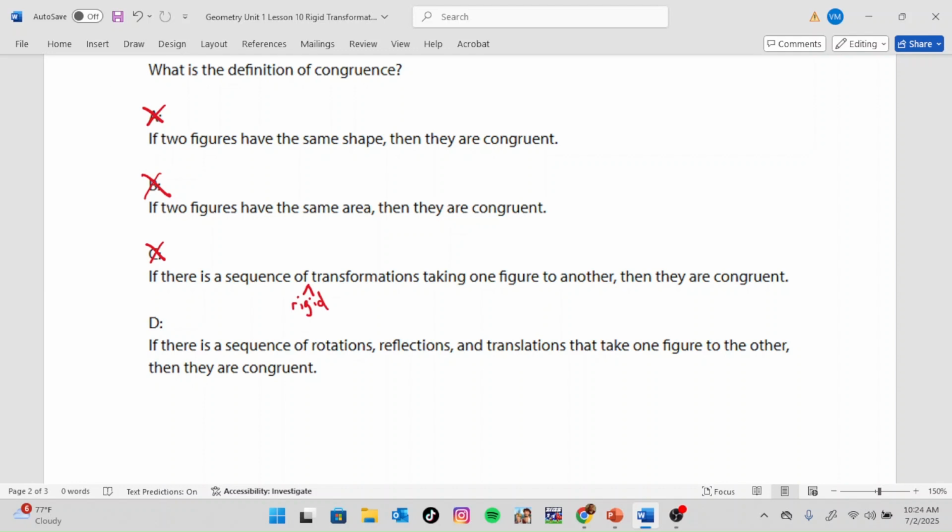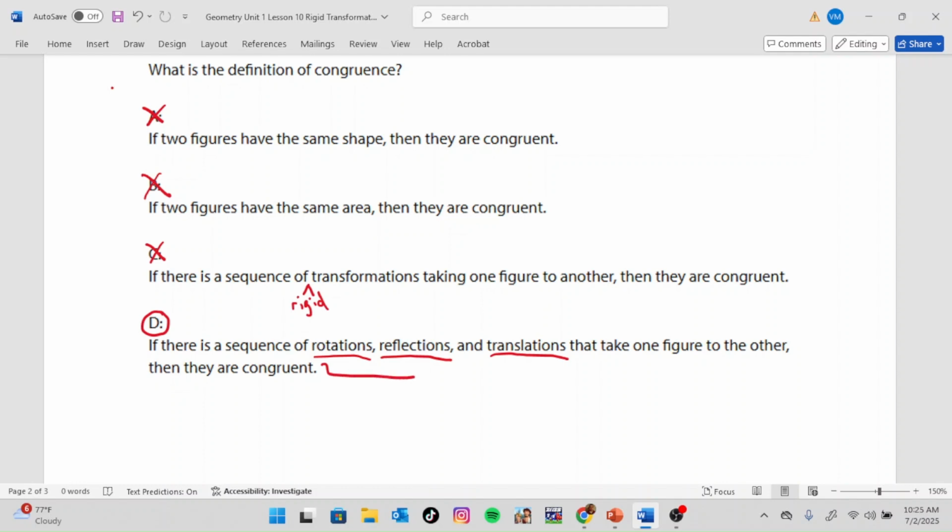Finally, we have D. If there is a sequence of rotations, that's a rigid transformation. Reflections, that's a rigid transformation. And translations, that's also a rigid transformation that take one figure to the other, then they are congruent. This is what it means to be congruent.